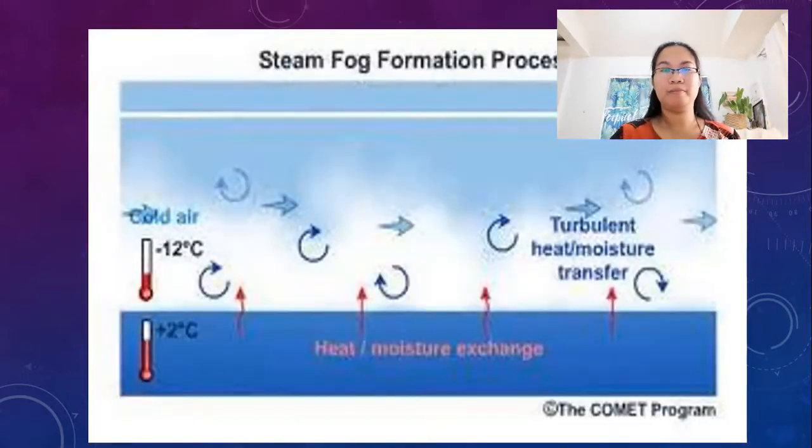So what happens here, we have steam. At the surface, it's producing steam. It is a hotter surface, and then you have cold air above it. Since there is evaporation, that evaporation can actually saturate the cold air above it. Because of that saturation, it will form fog. So that is our steam fog.